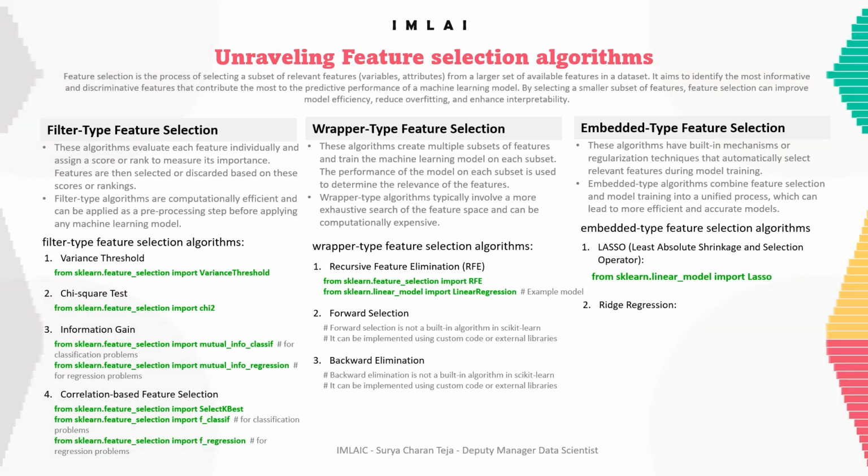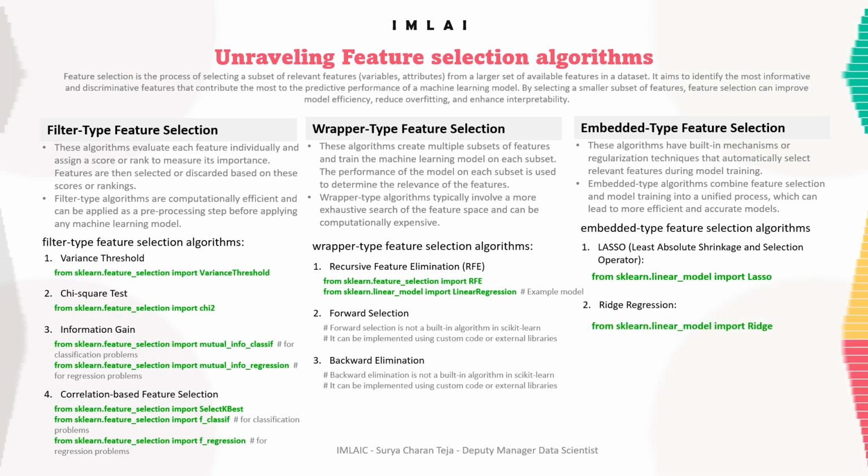Then we have ridge regression. Ridge regression uses L2 regularization to shrink the coefficients of less relevant features towards zero. And how do we call this? Using sklearn.linear_model import Ridge. Okay, and the last one, elastic net. Elastic net combines L1 and L2 regularization to balance sparsity and coefficient shrinkage.